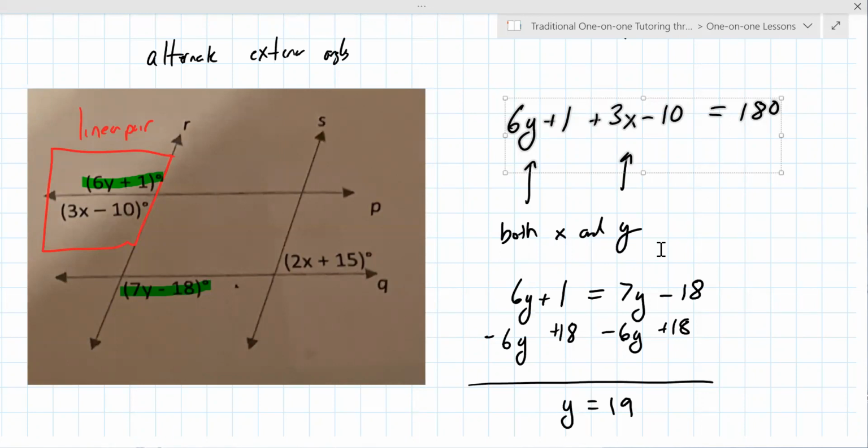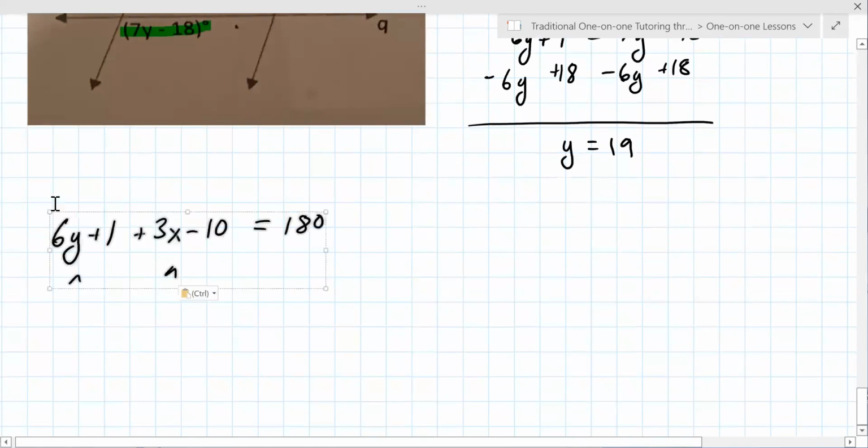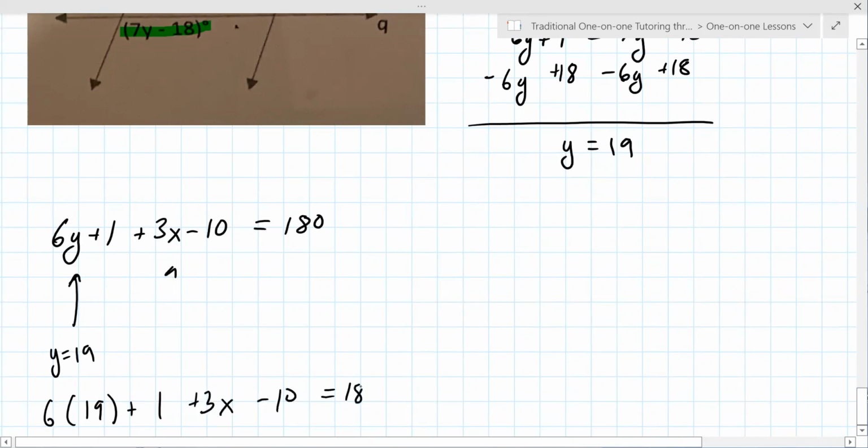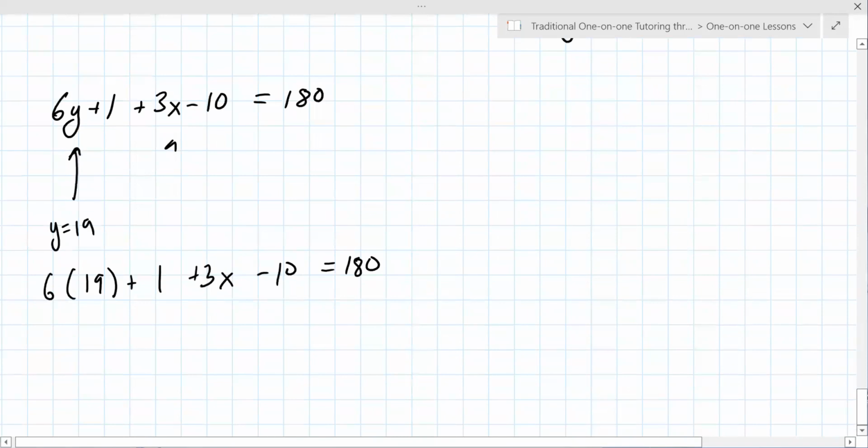Do you have this down, Sourish? Okay, so we're going to use the fact that y is 19 in this other equation. Okay, y is really 19. So we're going to substitute that in for y. 6 times 19 plus 1 plus 3x minus 10 equals 180. And we're going to end up solving for x here.